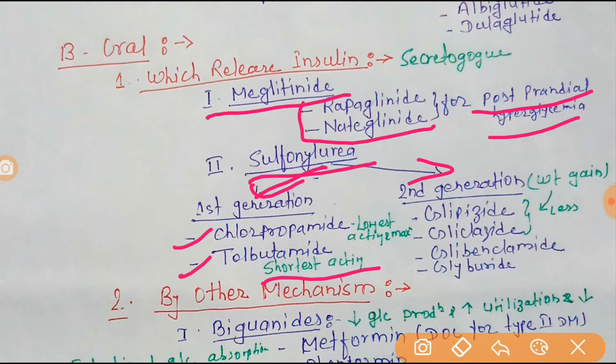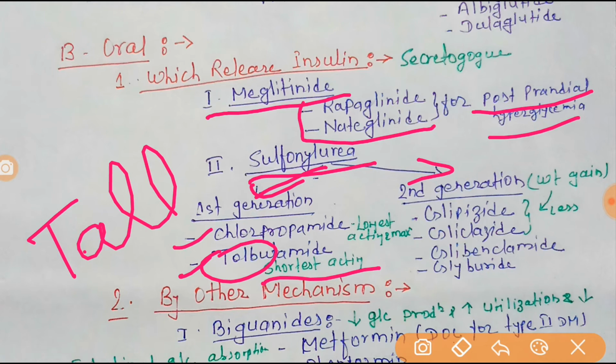To remember this, tolbutamide is written like "tol" and you may pronounce it like "tall". Tall means long, but you have to remember the opposite, that means short. So it is the shortest acting.